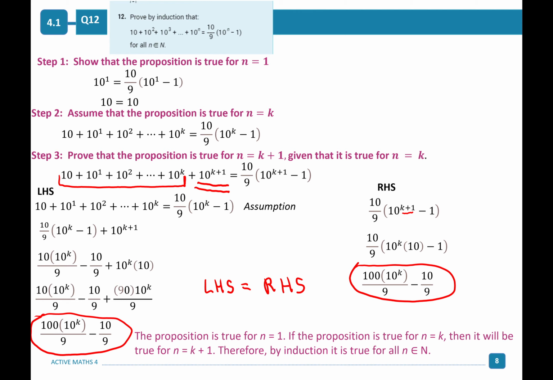Therefore, our proposition is true for n equals 1. And if the proposition is true for n equal to k, then it will also be true for n equal to k plus 1. Therefore, by induction, it is true for all n values which are elements of the natural numbers.